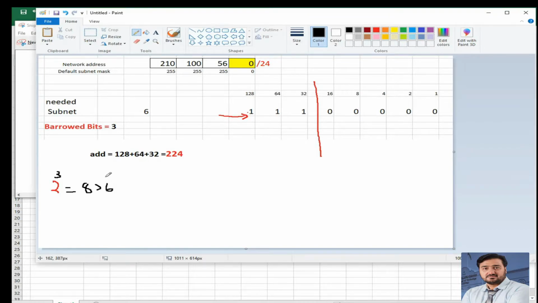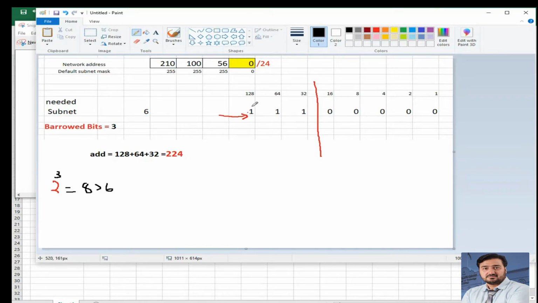This is acceptable. It should not be less than. If it is less than 6, please ignore it and take the next value. Always take the next value if it is less than the needed subnet. It should be equal to or greater than the needed subnets. So this one is acceptable.